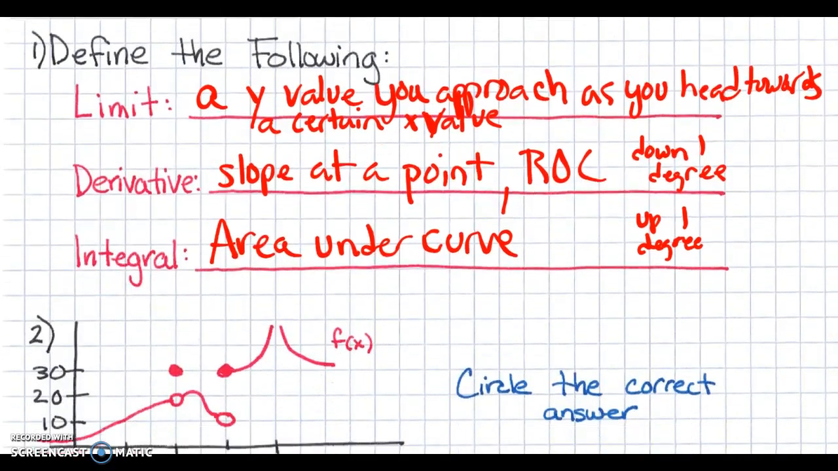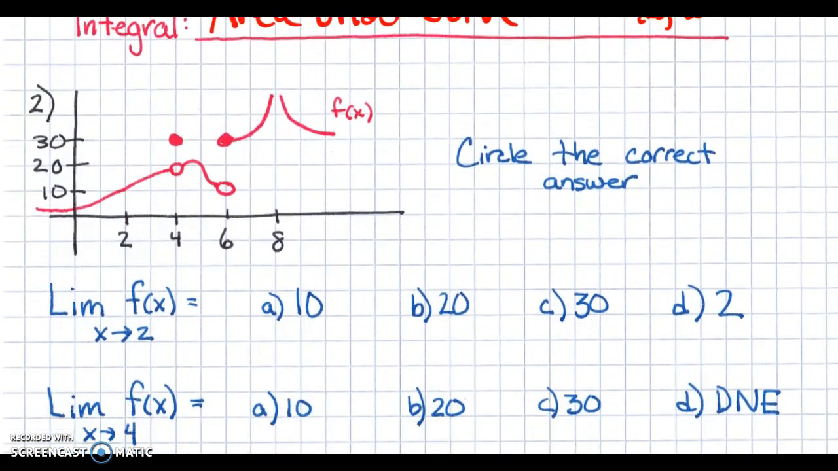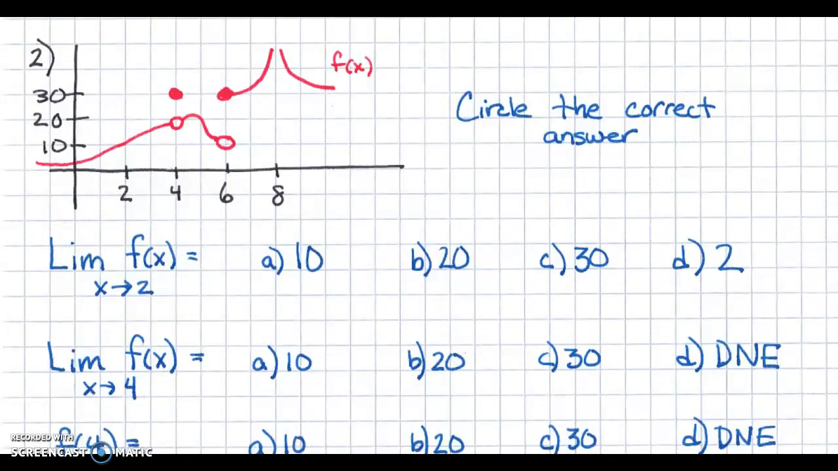So the first thing we went over in here were limits. So we're going to work on circling the correct answer. Remember, a limit is a value you approach from the left and from the right. You head to the same value. So the limit as x approaches 2. As we approach from the left, we head to there. As we approach from the right, we head to here. We're both heading to the same spot. We're both heading to a height of 10. So the limit as x approaches 2 is 10.